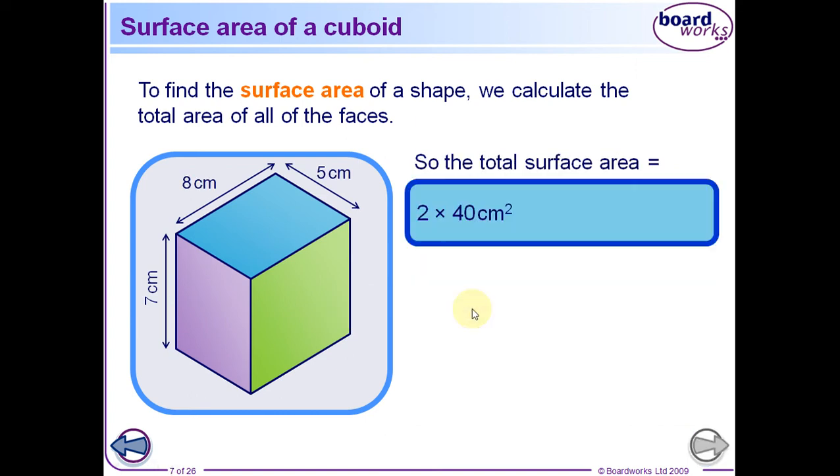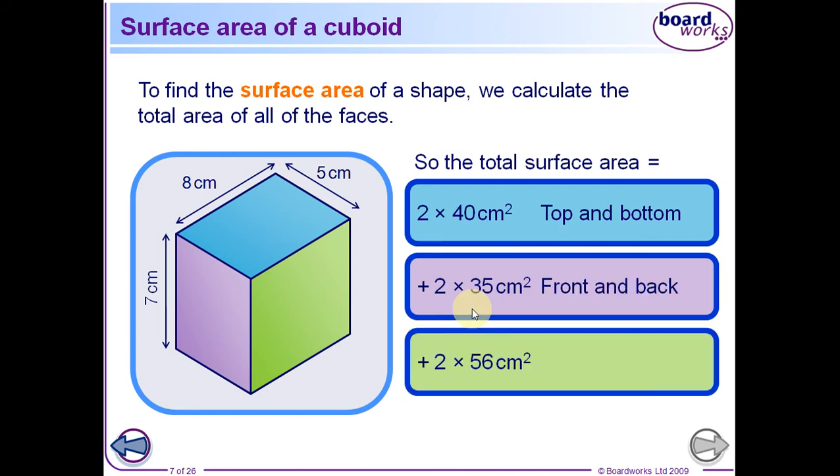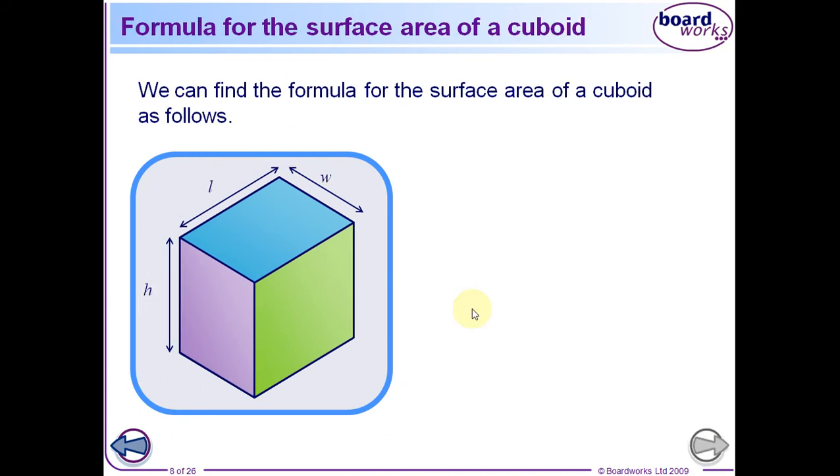So the total surface area will just be 2 times that, so that's top and bottom. Also 2 times 35, that will give us the front and back, and 2 times 56, that will also give us the left and the right side. And so you have 80 plus 70 plus 112, and that gives us 262 centimeters square. So that's how to go about that.